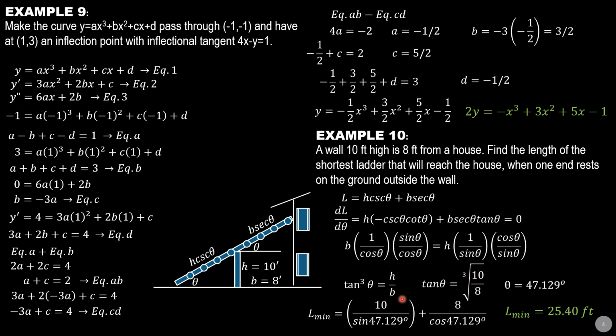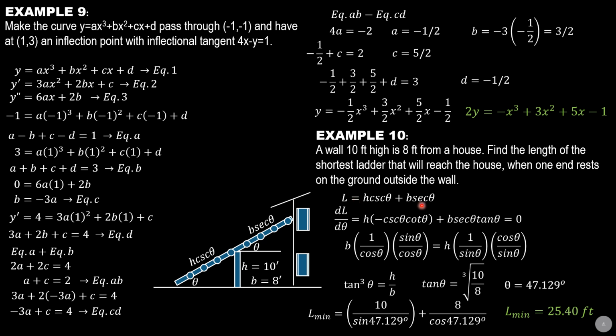If you want to memorize, it is easy to memorize: tangent of theta is the cube root of h over b. So tangent theta is the cube root of h, 10 feet, over b, 8 feet. So theta is 47.129 degrees.